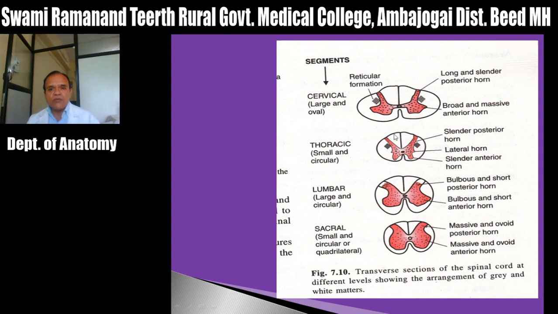So by just observing the cut sections under the microscope, you can identify which region it belongs to, whether it is cervical, thoracic, lumbar, or sacral. The lateral horn is present in the thoracic region. Though it extends up to L2, mainly we can say it is in the thoracic region. The anterior horns are bulbous in cervical and lumbar. And here the horns are massive. Very easy to remember actually.